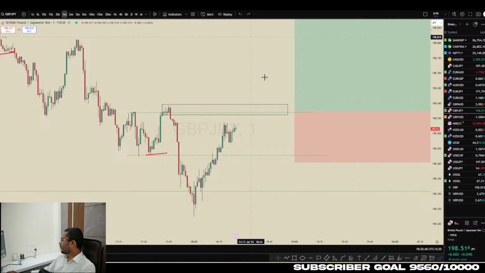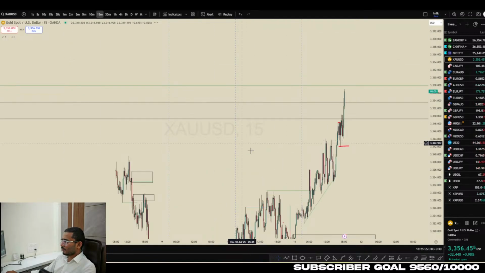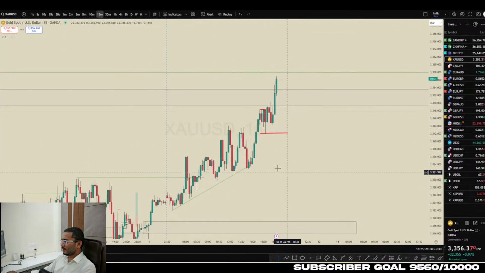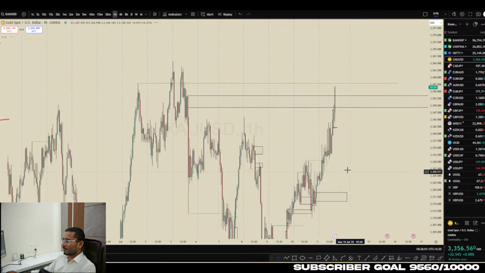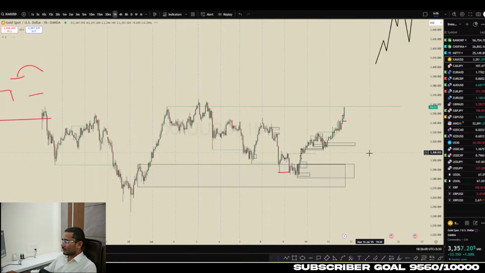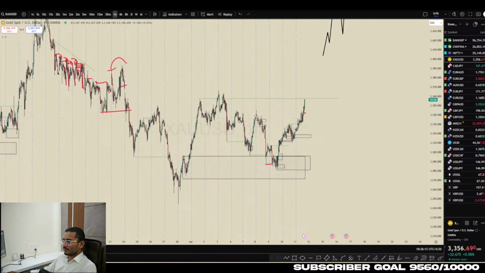Can you explain gold on 5 minute? Okay, so on gold, actually I was looking for a sell side trade, but price did not give me a change of character. I was waiting for price to break this area. So right now I'm looking for a buy side trade only. On 5 minutes, let's start from the high. Overall on the higher time frame, price has a lot of liquidity above these highs, so we can say this whole thing is mitigated.